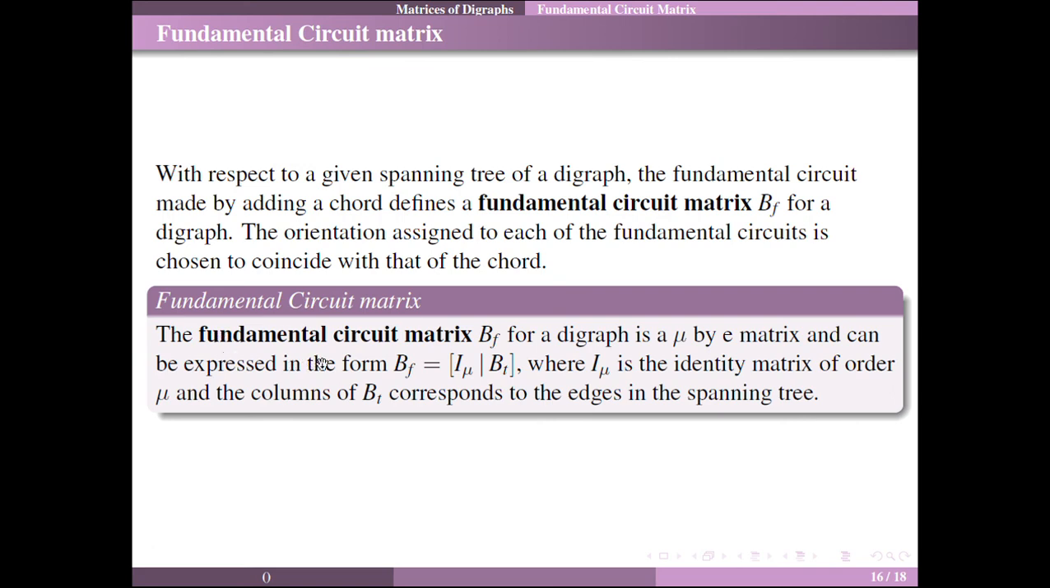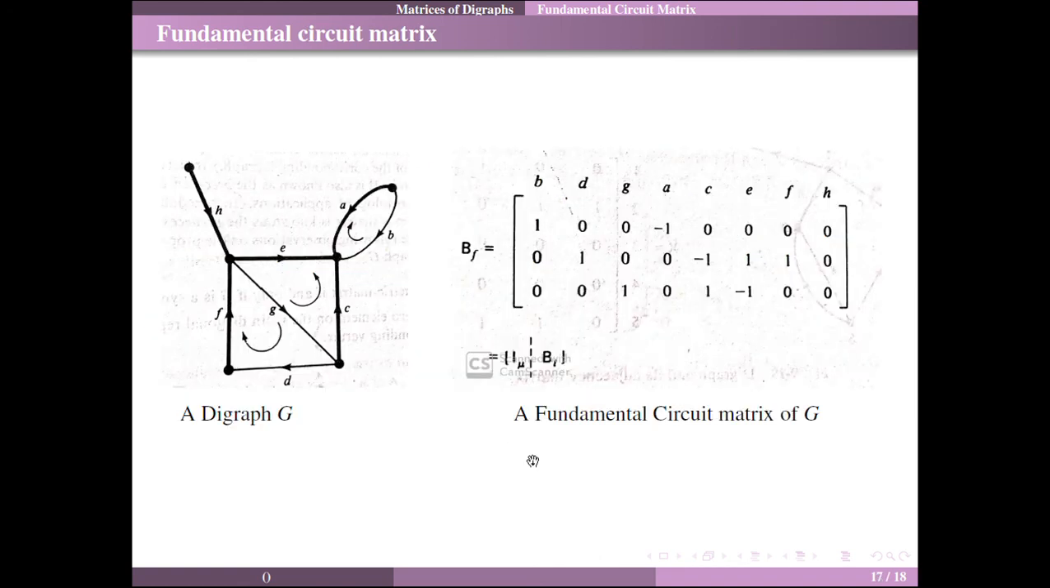The fundamental circuit matrix denoted as BF for a digraph is a mu by E matrix, where mu is equal to E minus n plus 1, and can be expressed in the form BF equals [I mu, Bt], where I mu is the identity matrix of order mu and the columns of Bt correspond to the edges in the spanning tree. Let us see an example here.